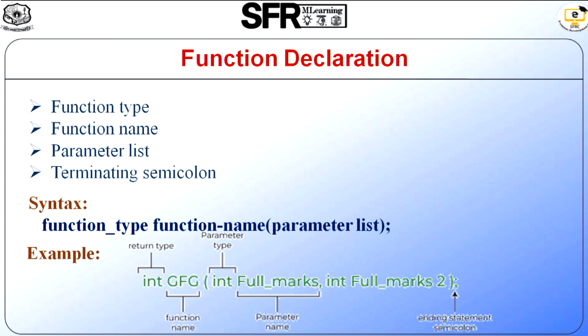So, the syntax is function type, function name, parameter list. The parameter list used in the function declaration is also known as formal parameters. In this example, the function name is given, and we pass 2 arguments. The function can return integer values. Finally, we give a semicolon to indicate the declaration of the function. It can be used later anywhere in the program.